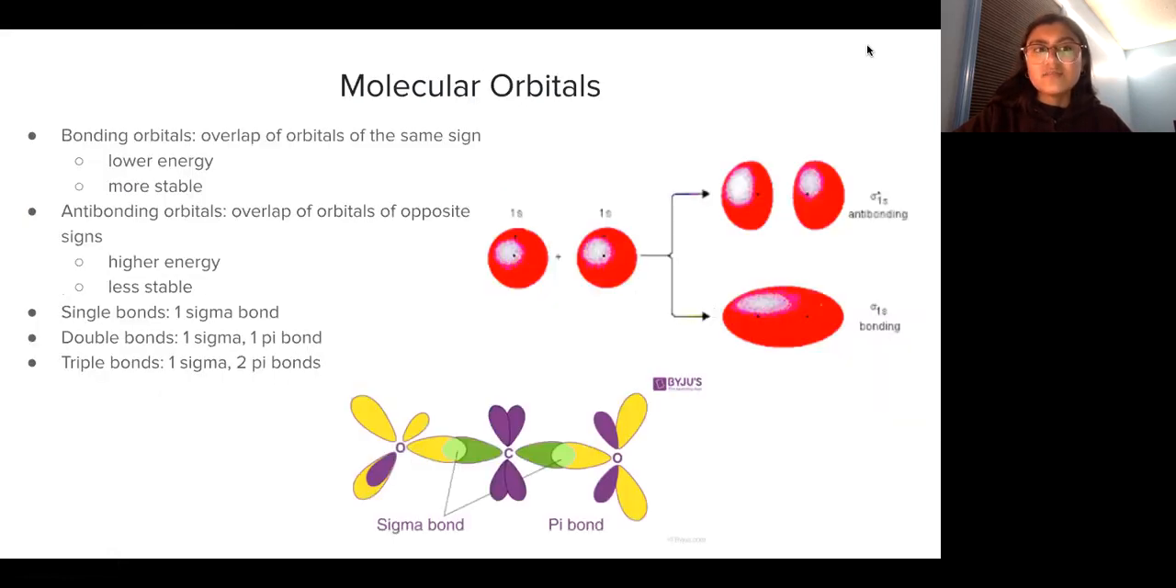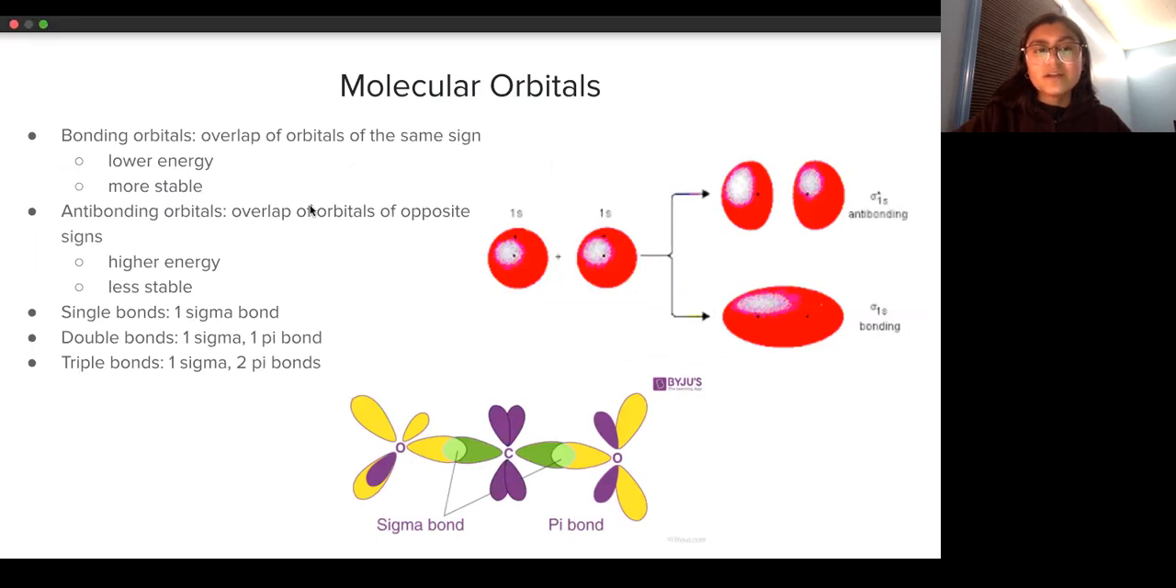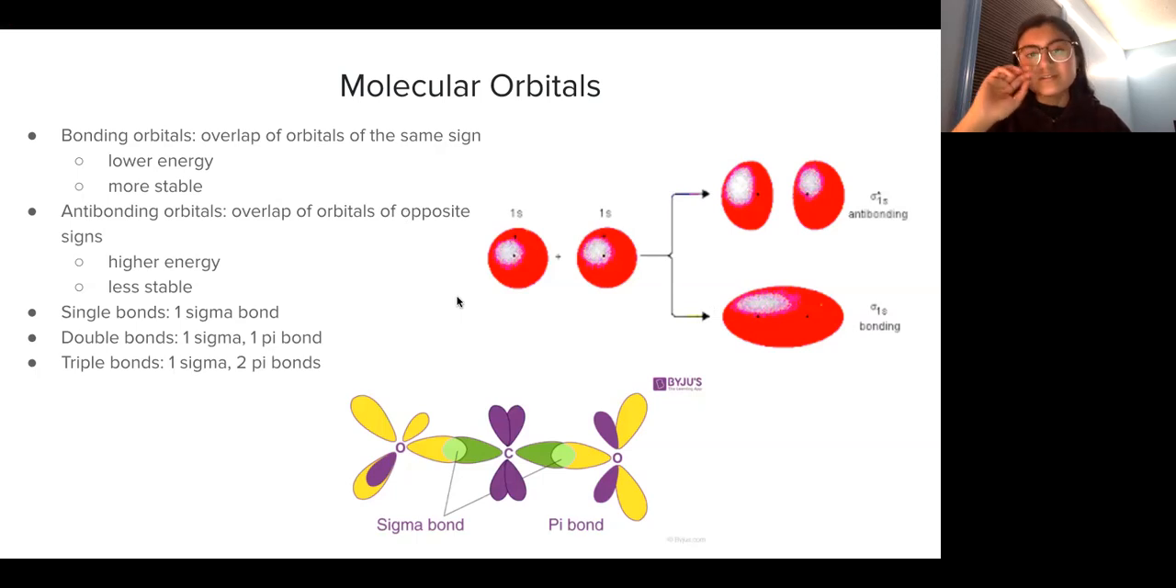All right, and then you have molecular orbitals. These can be both bonding or anti-bonding orbitals. Bonding orbitals will be the overlap of orbitals of the same sign. These will be more stable than anti-bonding orbitals. So you can sort of see the difference here.